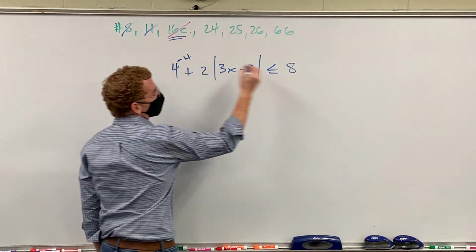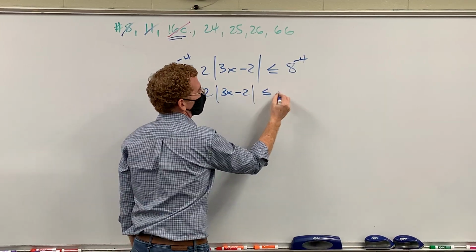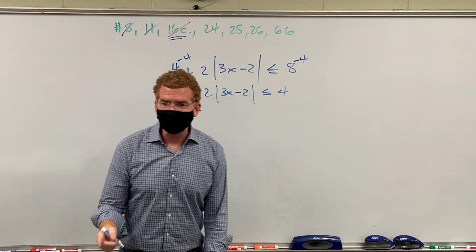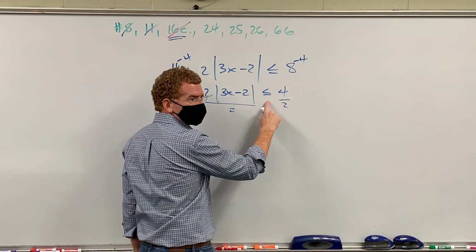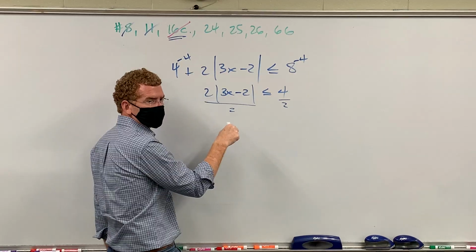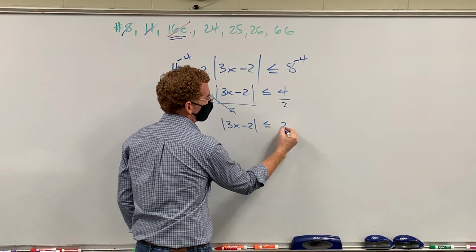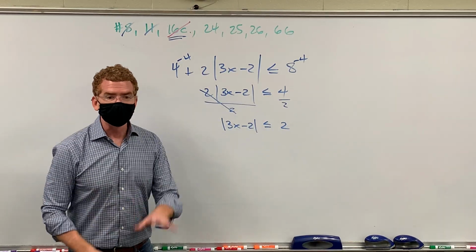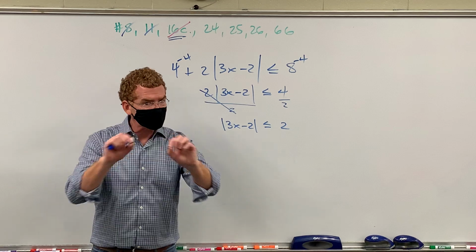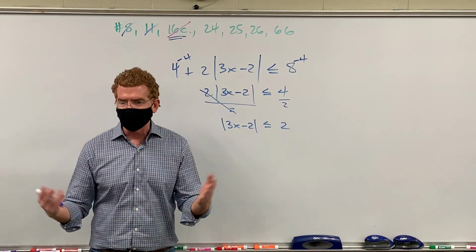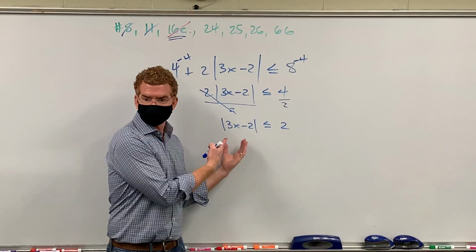So I'm going to subtract 4. Hopefully I don't need a whole lot of brain cells for that. And then I can divide by 2. And what's the rule on inequalities? When you divide by a negative, you change the direction of the inequality. Well, that didn't happen here, so I'm okay. And then at this point, I have to decide, when I split it up, is it an and or an or problem? And our trick was, if the absolute value is here, I read it from the absolute value.